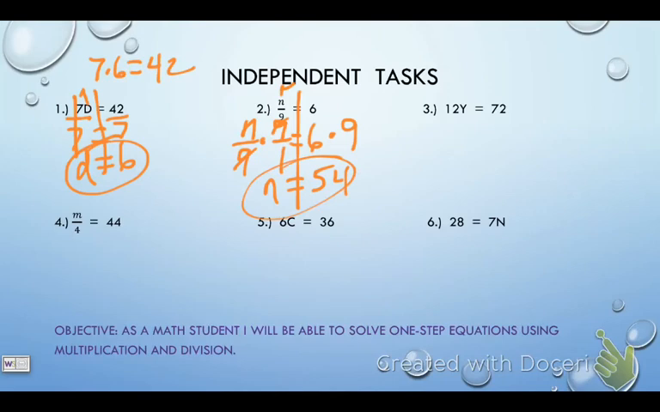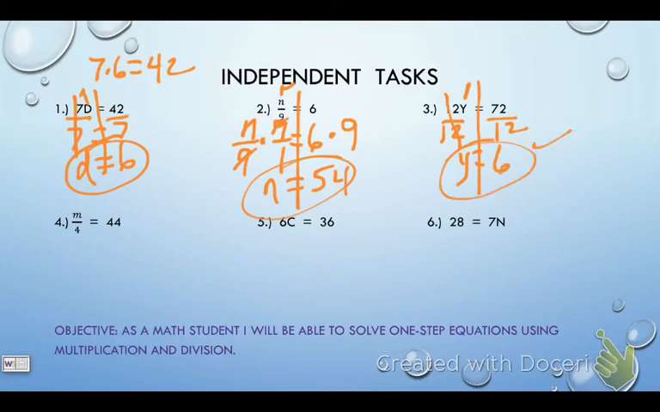Here we go, ladies and gentlemen. This is a multiplication problem. Here is our variable. Draw our line. Since it's multiplied, we're going to do the inverse, which is dividing both sides by 12. We got y down here equals 72 divided by 12 is 6. There's our answer, ladies and gentlemen.